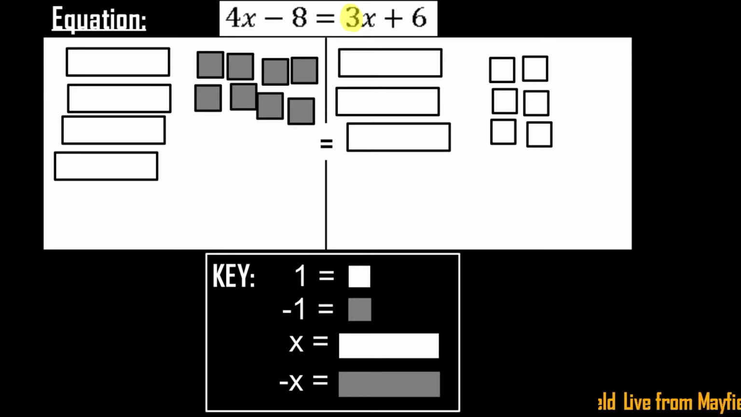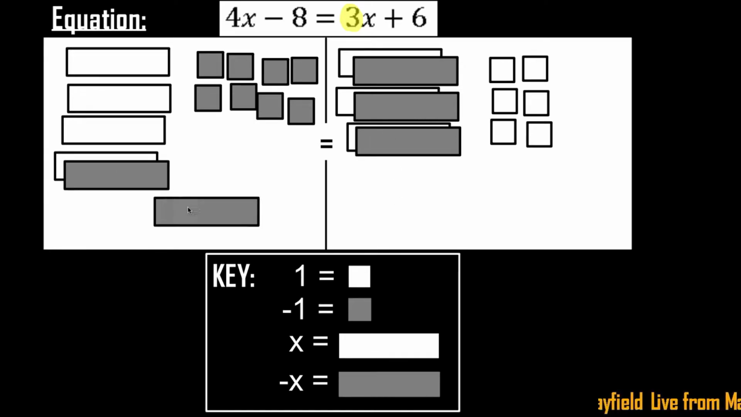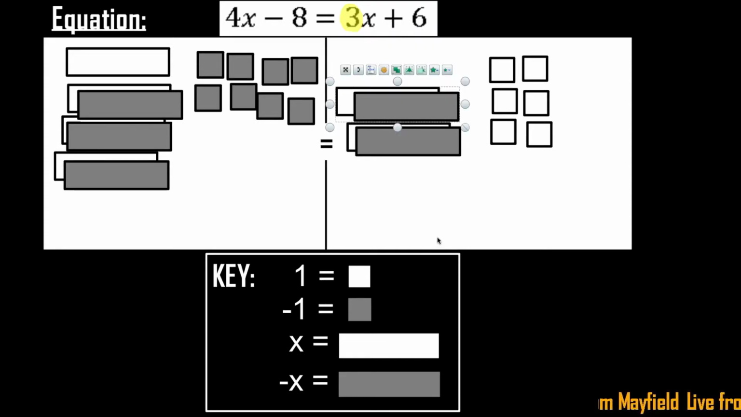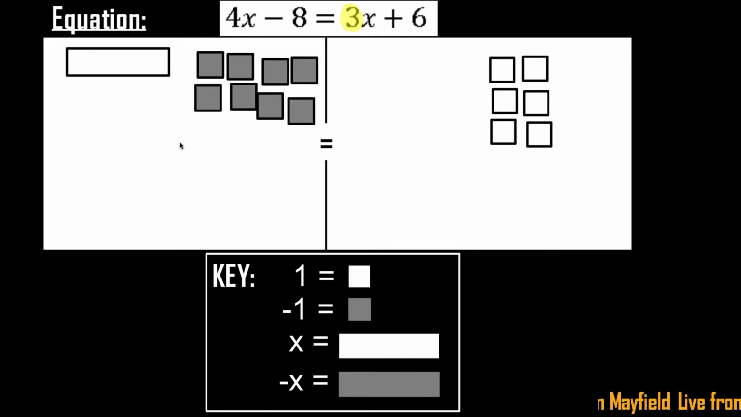So this is what I'm going to do. I'm going to start by adding the opposite. What's the opposite of 3x? It's going to be 3 negative x's. So I'm going to add 3 negative x's to both sides: 1, 2, and 3. The reason we do this is that it makes 0 pairs. 1 positive, 1 negative cancels out. 1 positive, 1 negative cancels out. And 1 positive, 1 negative cancels out. Same thing on the left. We can clear out our 0 pairs.